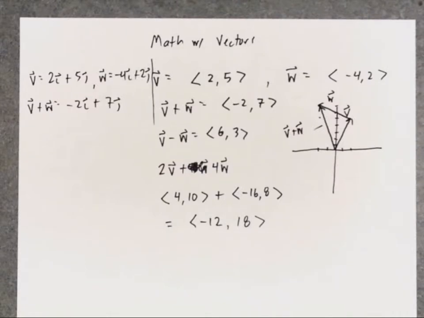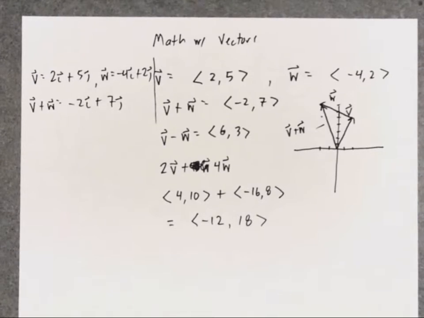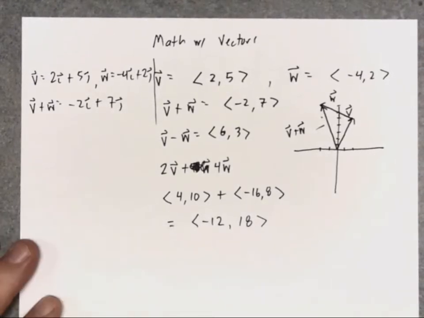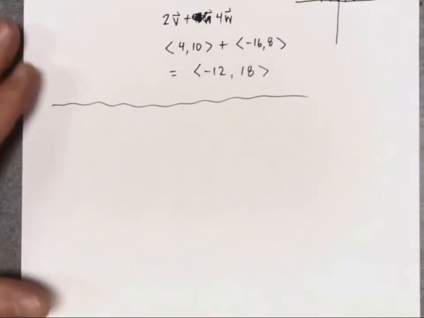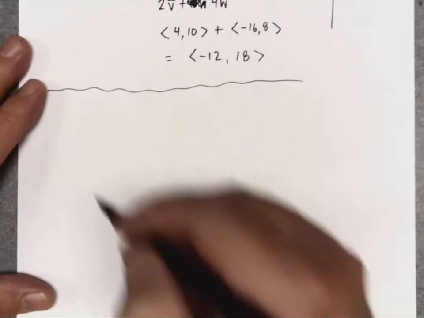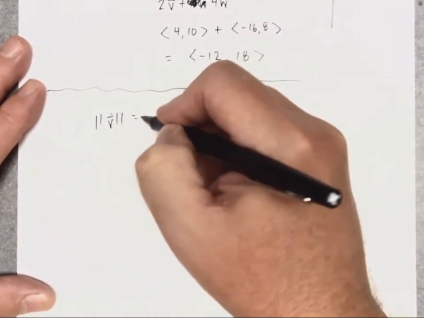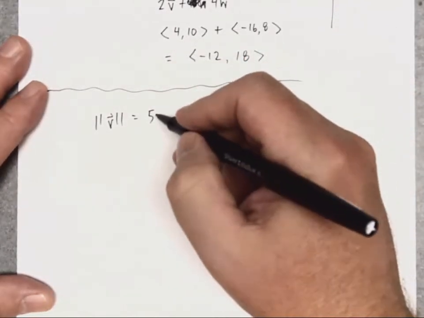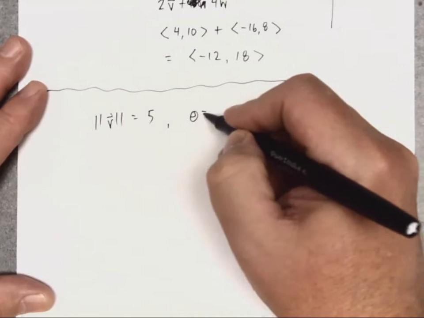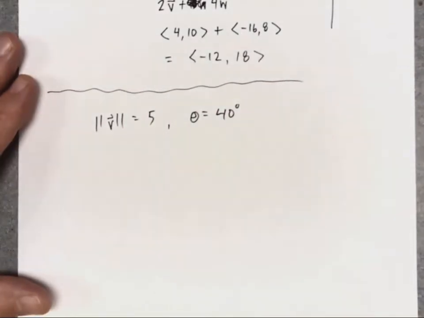What's a little trickier is if you are asked to add two vectors together, but you're given the vectors in the form of magnitude and direction. For example, here's a vector v, has a magnitude of 5, and the angle is 40 degrees.